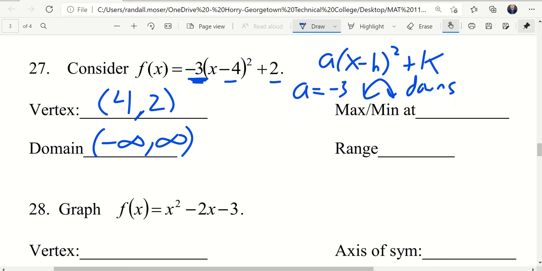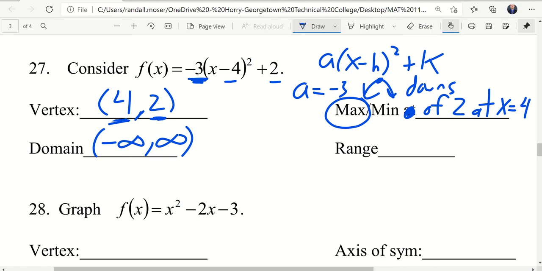And because it opens down, that means that the vertex is going to be a maximum. Okay? We would say, and I'm going to rewrite it compared to how they want you to put the answer here, but remember, the maximum value is the y-coordinate. So it has a maximum, I'm going to say, of 2, and where it occurs is at this x-coordinate, at x equals 4.